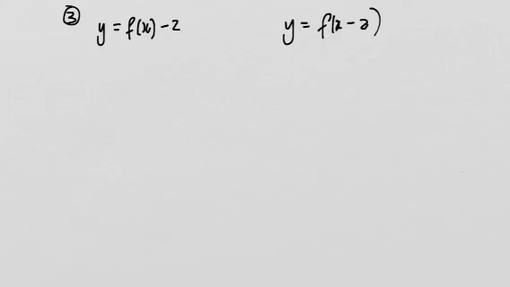Question 3, the graphs. f of x, minus 2 just means you move the graph down 2. f of (x minus 2), when the 2 is inside the bracket, that means you move it right 2.